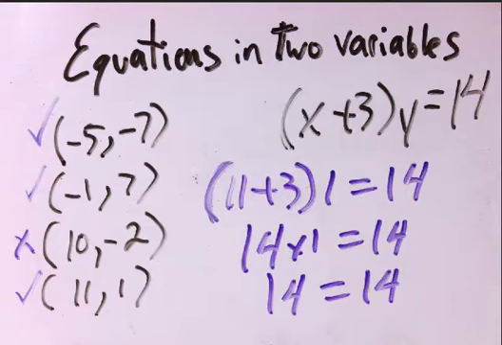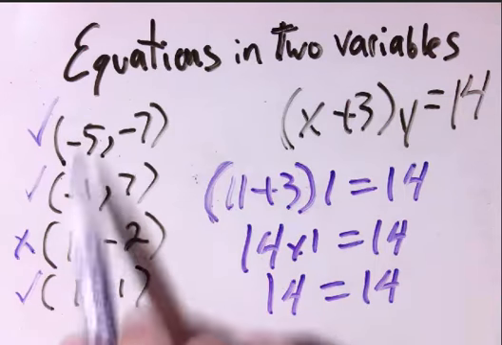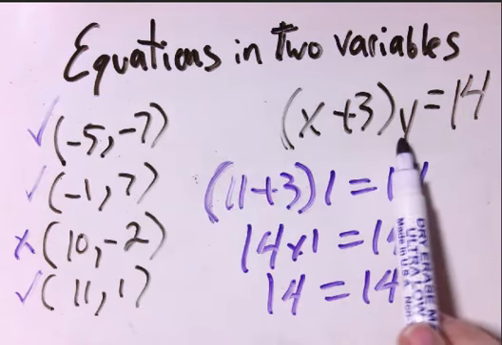Alright, if you go through this and you're still having problems with working with the two variables, a lot of it is just substituting in the correct number into the correct location for each letter.